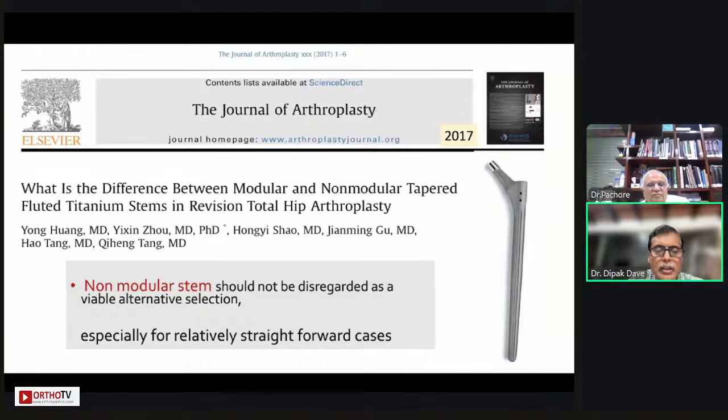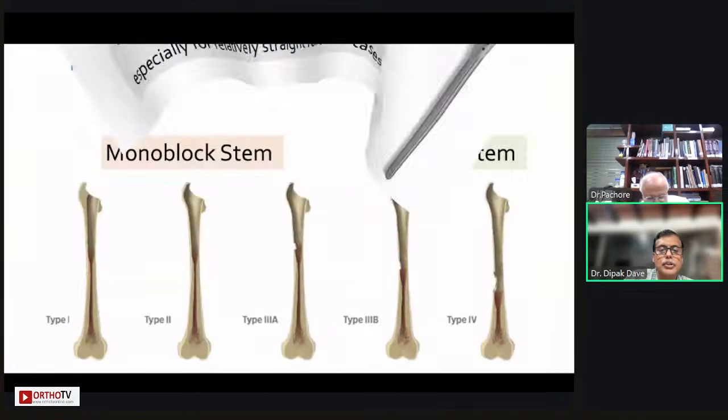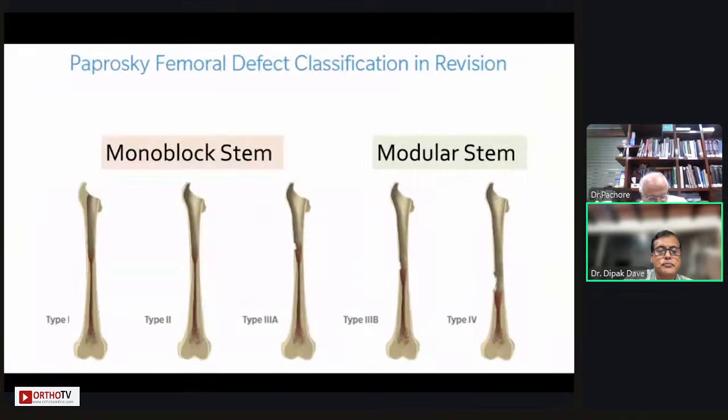So to summarize again, the non-modular stem should not be disregarded. It has to be the first go-to stem in any revision. Monoblock stem for type 1, type 2, type 3A. Most of the time you can manage your femoral side revisions with the monoblock stem.